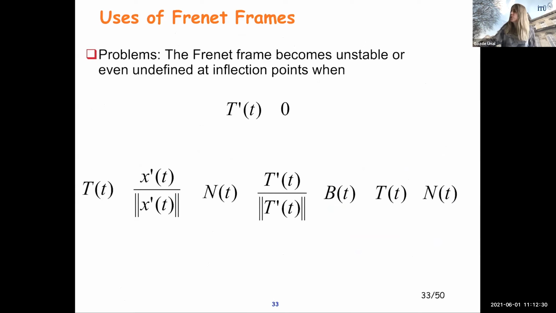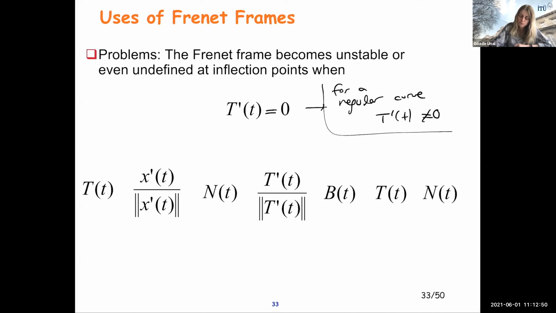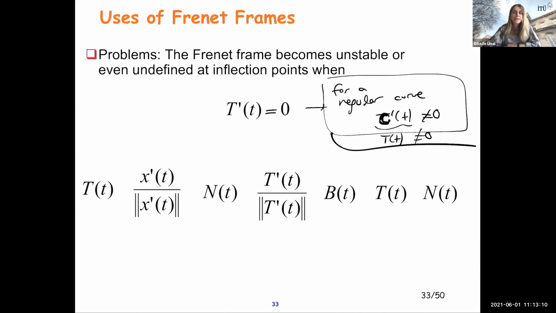Another one. Before that, actually, let me say this. Remember, something is already required for a regular curve. We already said we don't want this. This is the definition of a regular curve: the tangent vector never becomes zero. So C prime, which is equal to T, should not be zero. This was for a regular curve.